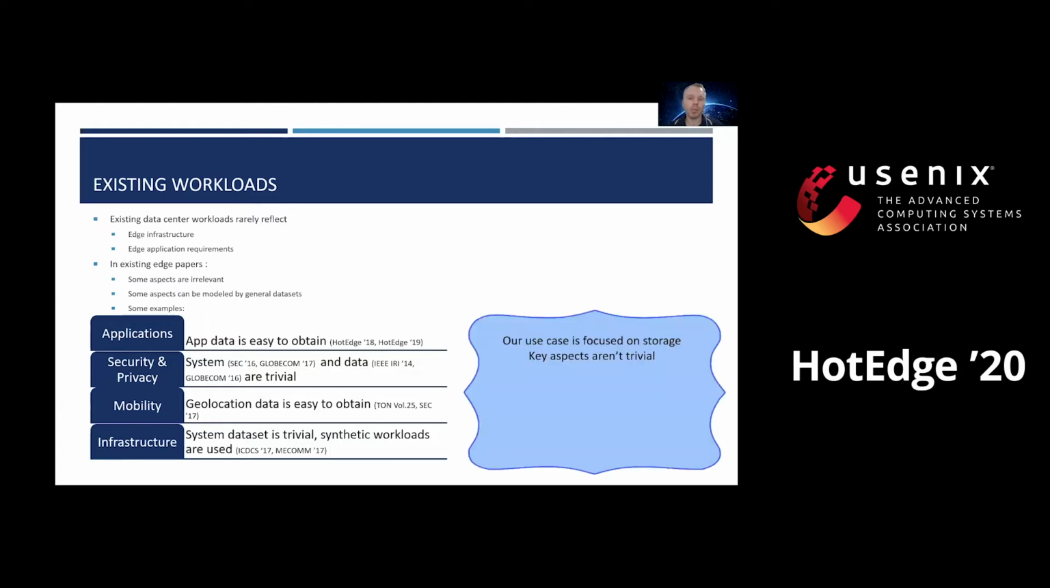In our use case, which is focused on storage on the edge, key aspects aren't trivial. Also, we can't simply use cloud or synthetic workloads. However, there is no operational edge system that can provide the desired workload. The reason is that there is only a small number of real edge systems which are deployed, and their data is not public.